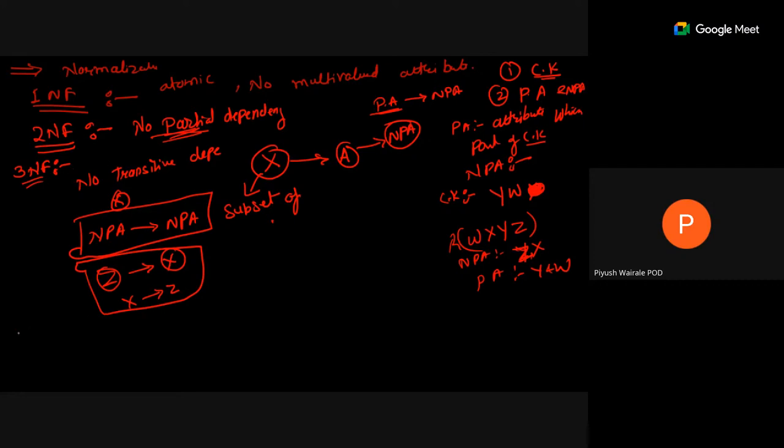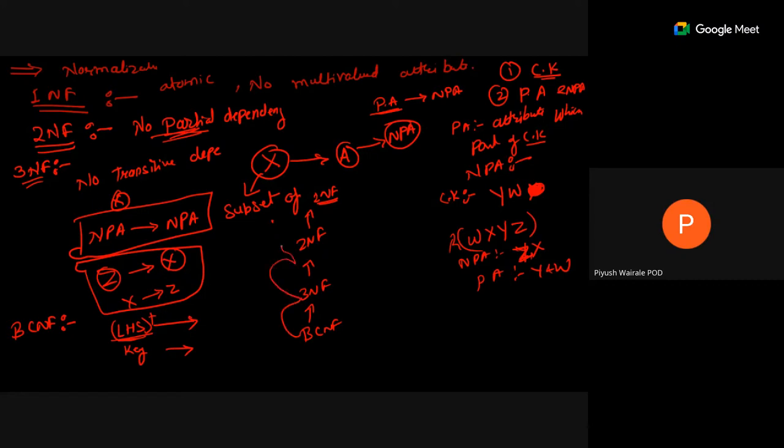Okay, and now what about BCNF? What is the required condition? Left hand side of every functional dependency must be a key, right? It must be a key. If there are three functional dependencies, then for all the three functional dependencies, left hand side must be a key. That is my BCNF. If any of the condition does not meet, then it is not BCNF. But for a BCNF, it should be first in 3NF, and for 3NF, it should be first in 2NF, and for 2NF, it should be first in 1NF. So when I say my relation is in BCNF, it means it is in 3NF, 2NF, 1NF also, right?